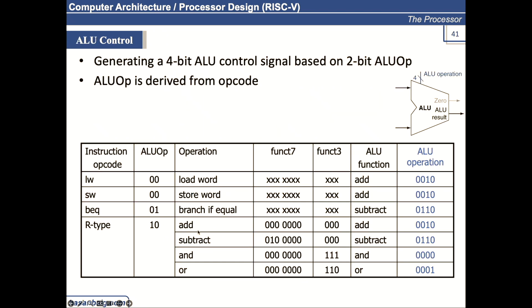Look at this table. ALU op is derived from the opcode. We have the opcode for LW, SW, BEQ, and R type. In R type we have add, subtract, and OR. Only in that case do we look into the func3 and func7 fields. In the above 3 cases, it does not matter what the value of func3 or func7 is, okay? It does not matter. Any question here?